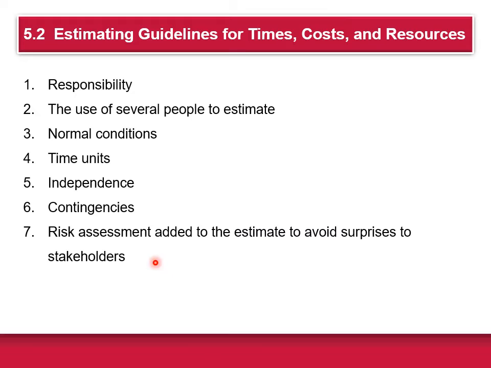Number 7, risk assessment added to the estimate to avoid surprises to stakeholders. When you compare a lot of different work packages, this can be something you need to consider. For example, a new technology usually carries more time and cost risk than something you've done 100 times. So identifying the degree of risk lets stakeholders consider alternative methods and maybe alter their decisions.